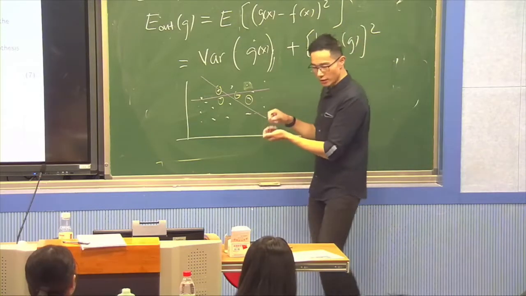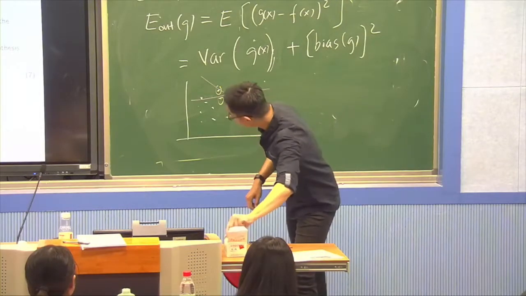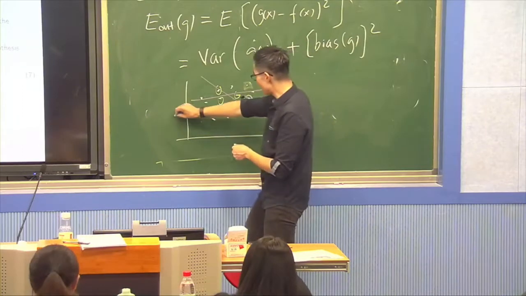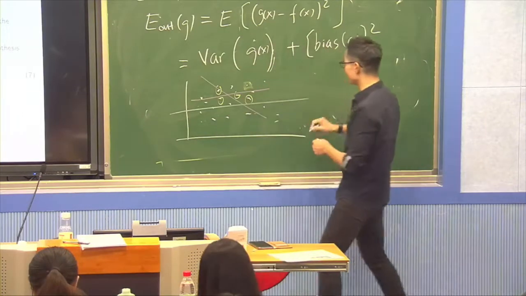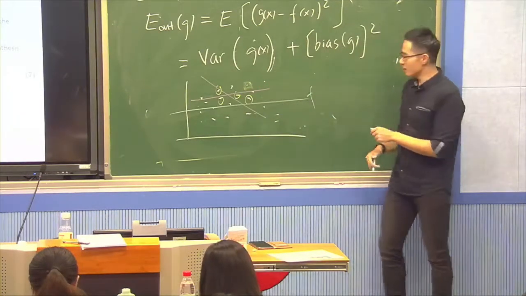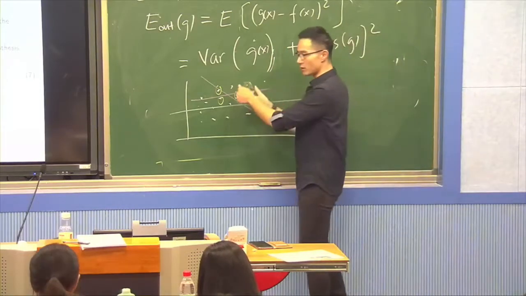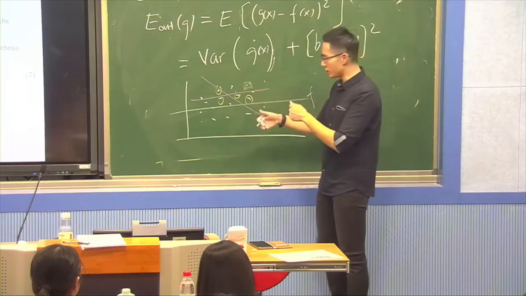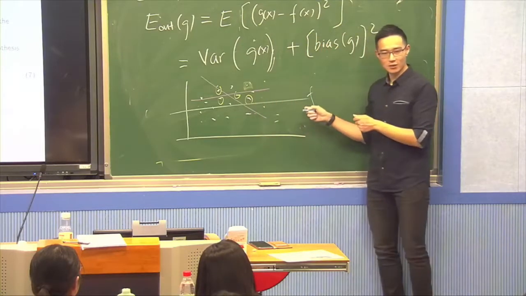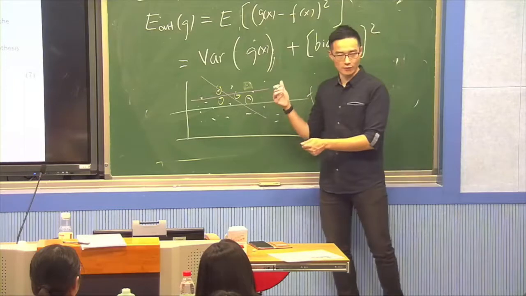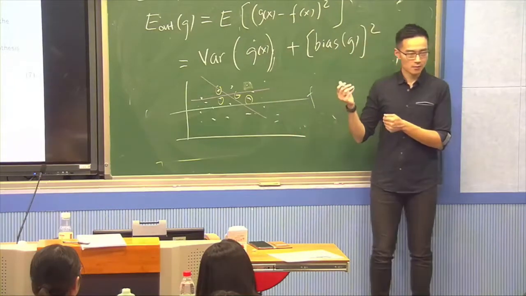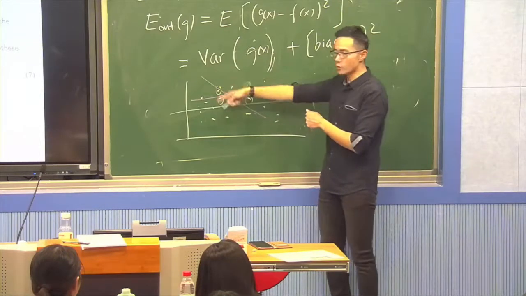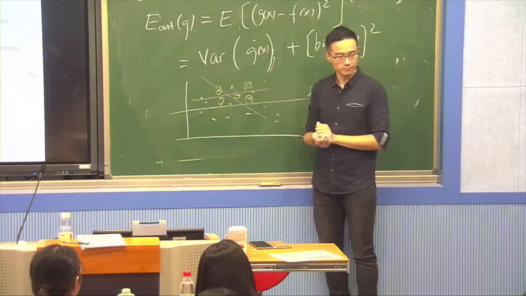Maybe the underlying F here would be, I don't know what F looks like. So I have these Y data. So F probably looks something like here, right? So this is probably F. Now the idea is if I draw data sets out of this population many, many times and I average all my G, do I get this F? Or do I get something that's very far away from F? That's bias. So bias is on average how close your G is to the F. Variance is how much your G will change depending on different data.